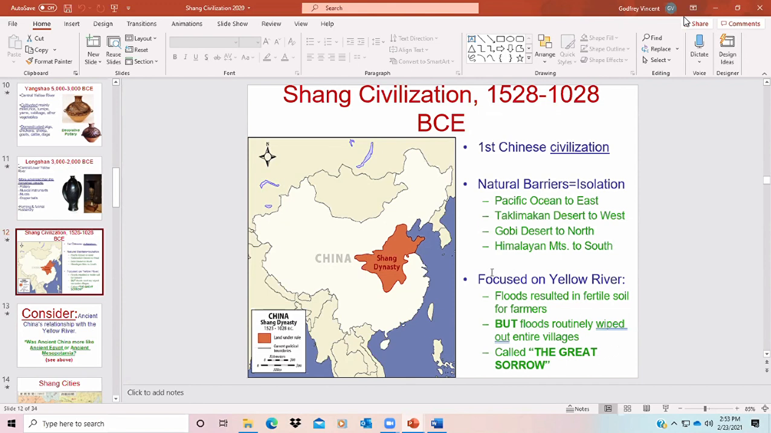And the Chinese, the Shang, and then the Zhou will focus their civilization on rivers. And the focus will be on the Yellow River or the Honghe. Because of the flood, we saw fertile soil. We saw fertile soil where? In Mesopotamia, the Fertile Crescent. But the floods wiped away many villages and people. And the Chinese will call the Yellow River the river of great sorrow.